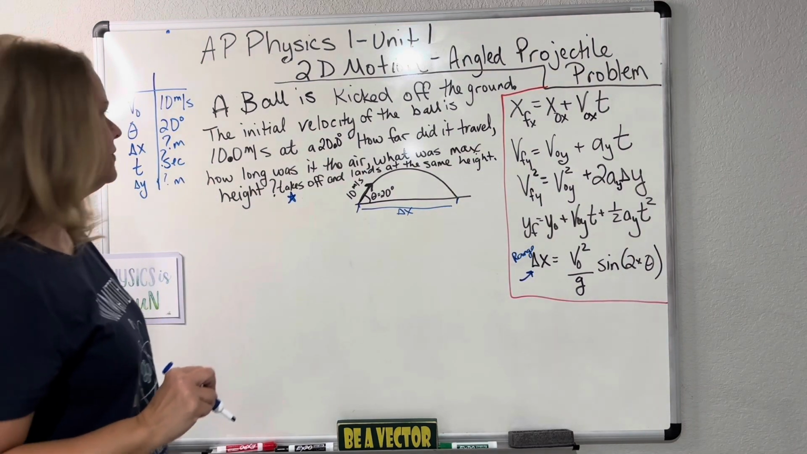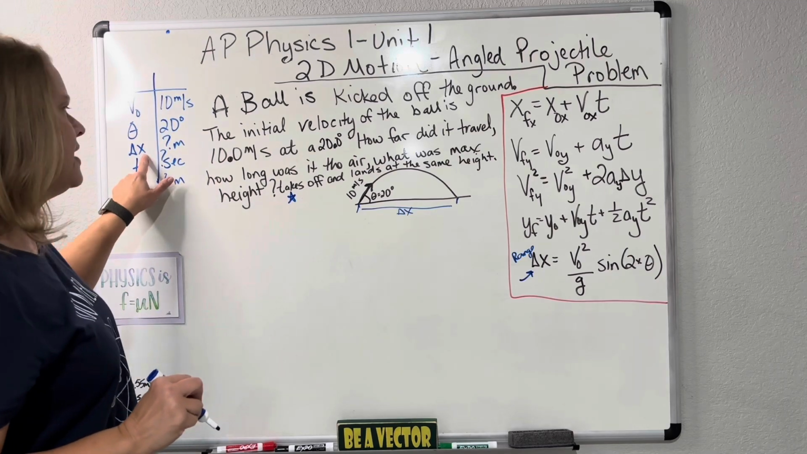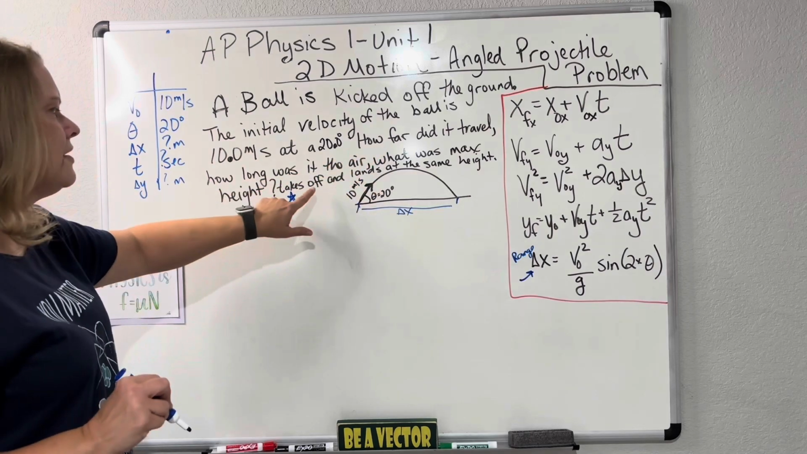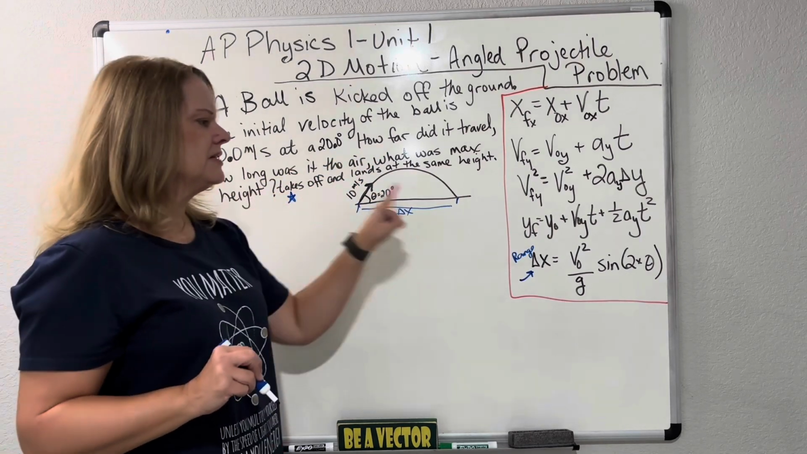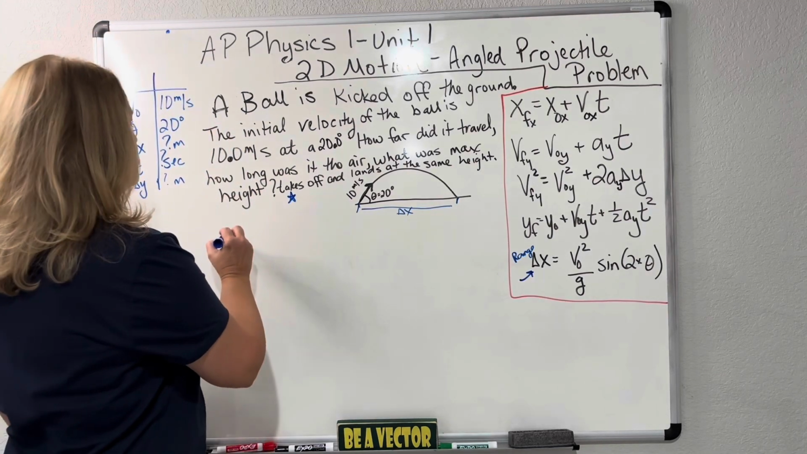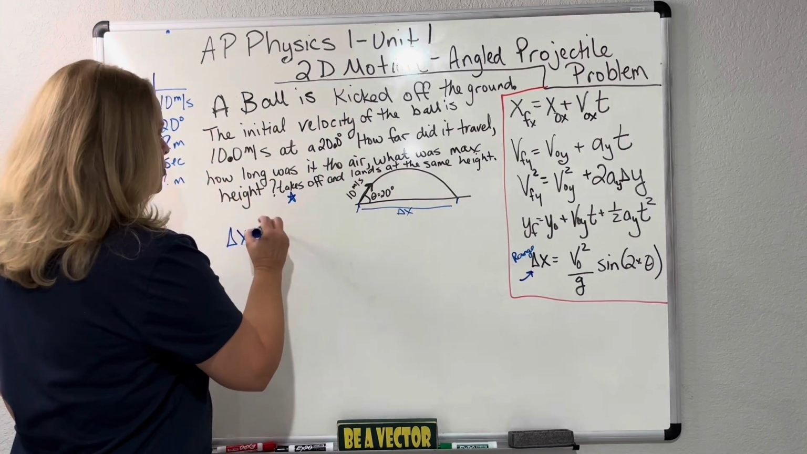They want three things. All right, first of all, they want delta x. That's the first thing they said. How far did it travel? Right here. All right, I saw this big red clue. It takes off and lands at the same height, so I'm going immediately to range. That's a handy dandy formula, so I'm going to rewrite the formula.